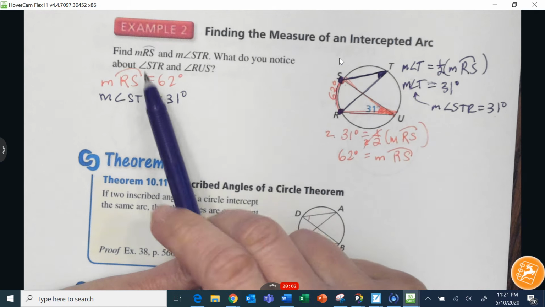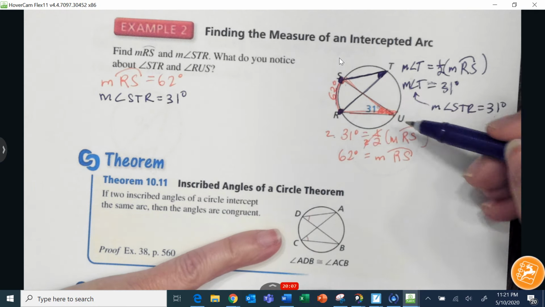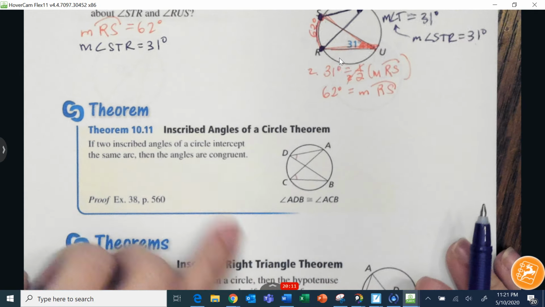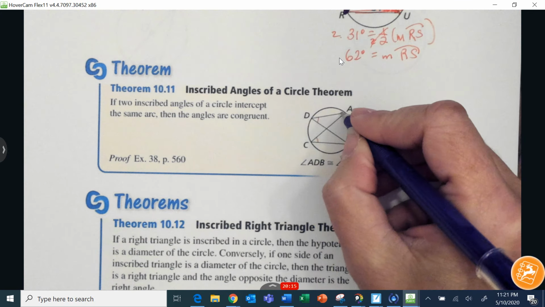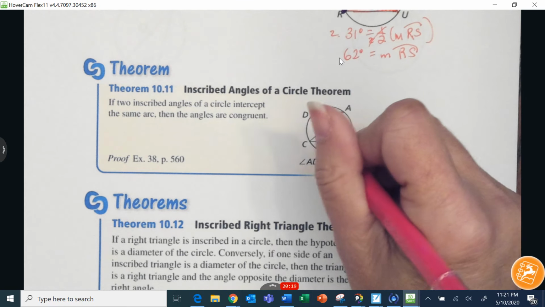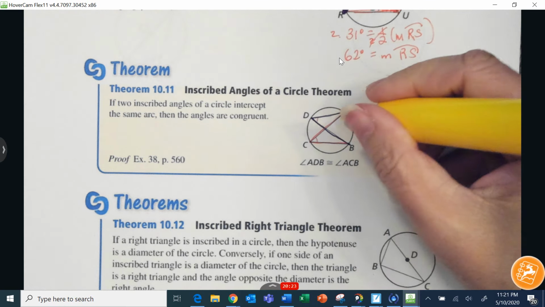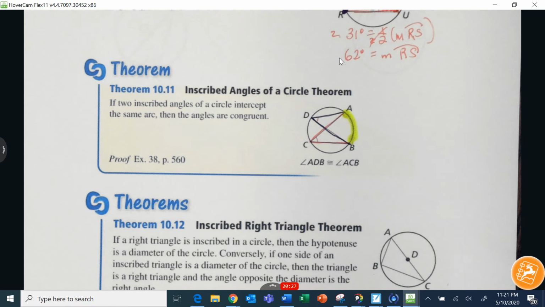So what do you notice about angle STR and angle RUS? Well, they're congruent. They're exactly the same measurement. And how do we know that? Well, that's the inscribed angles circle theorem. If we have two inscribed angles, in here it's angle D and angle C, and they intercept the exact same arc, so their endpoints for both of these are at A and B, then the angles are going to be congruent.